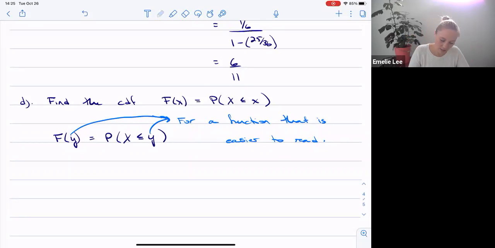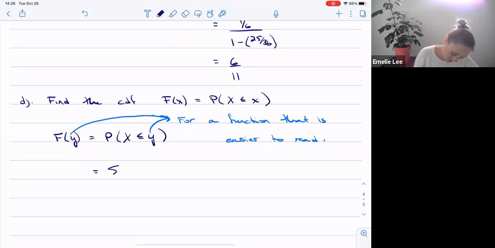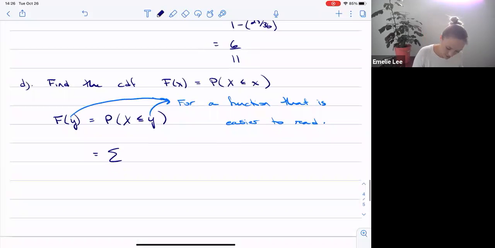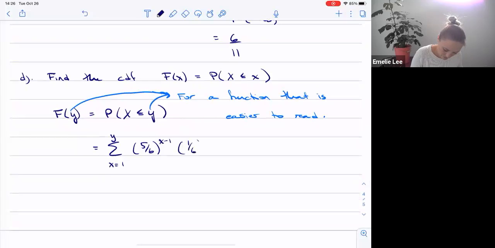So what is this? The CDF is the probability of being up to and including some point Y. So we're really just summing up to Y. So this is going to be the sum from X equals 1 to Y of the original PDF, which is 5 over 6 to the X minus 1 times 1 over 6.